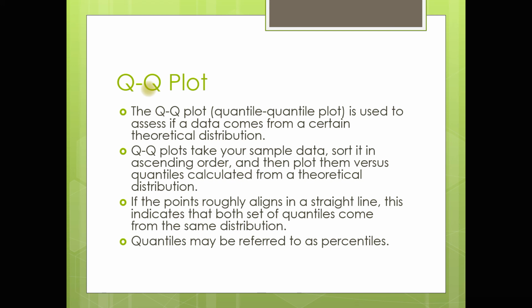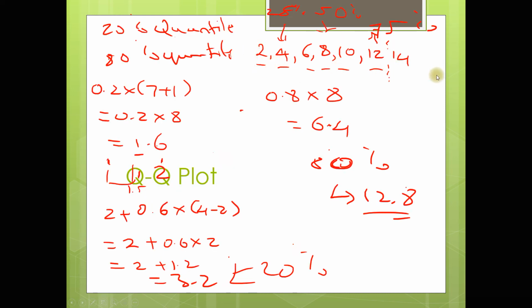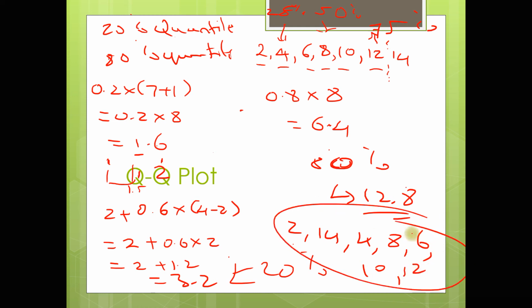All right. Now what generally will happen is that the QQ plot will take your sample data and find out the quantiles. Obviously, when we talk about quantiles, we are assuming that these data are ordered. Like here you've got 2, 4, 6, 8, 10, 12, and 14. You don't have things like 2, 14, 8, 4, 8, 6, 10, and 12. We are assuming that these data have already been ordered like this. When the data has been ordered, this is where we find out the quantiles and so on.